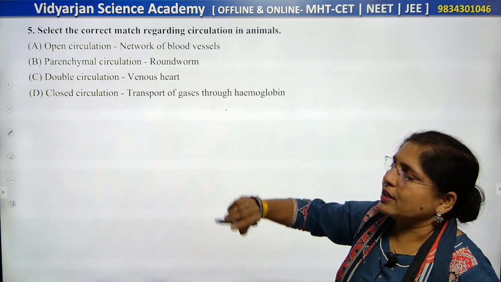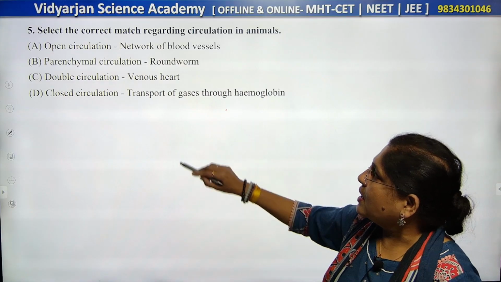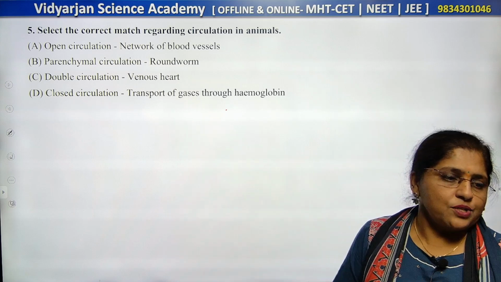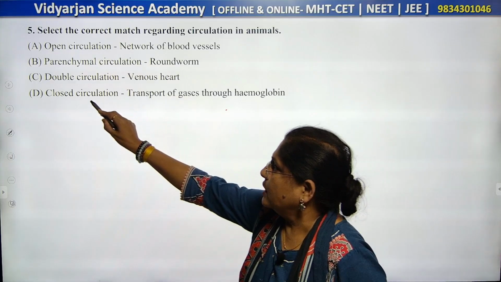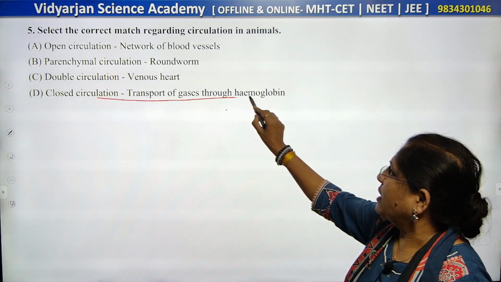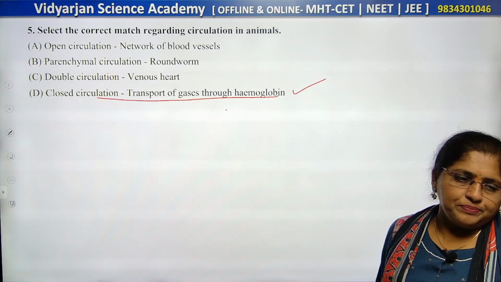Parenchymal circulation is present in flatworms. Double circulation is not seen in venous heart. So this is the correct one. Closed circulation, transport of hemoglobin.